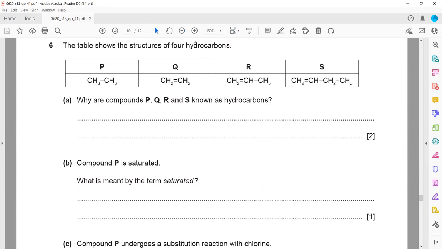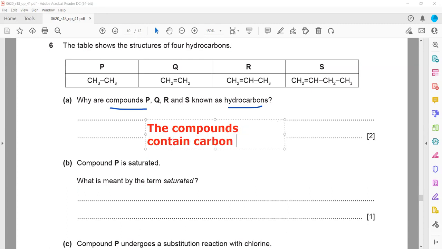The first one, the table shows a structure of 4 hydrocarbons. Why are the compounds P, Q, R, and S known as hydrocarbons? So what is the definition of a hydrocarbon? As you can see, all of them contain carbon and hydrogen. So a compound is known as a hydrocarbon when it contains carbon and hydrogen only. So the answer here is actually a definition of a hydrocarbon, which means the compound contains carbon and hydrogen only. That's why we call them hydrocarbons.